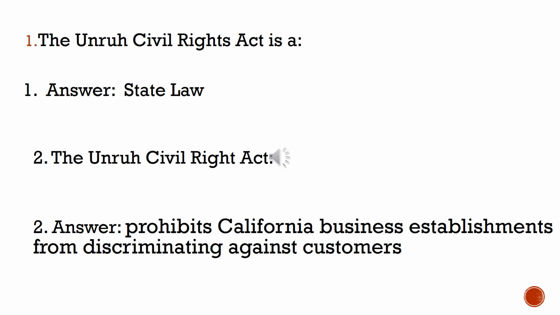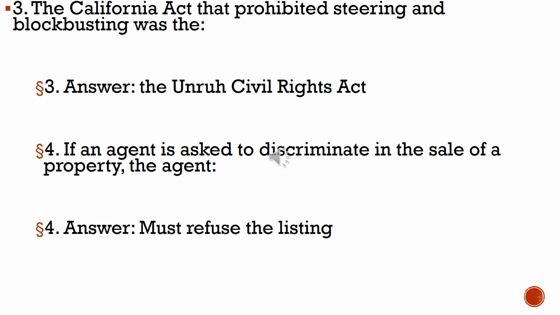Question number 1. The Unruh Civil Rights Act is a? Answer: state law. Question number 2. The Unruh Civil Rights Act? Answer: prohibits California business establishments from discriminating against customers. Question number 3. The California Act that prohibited steering and blockbusting was the? Answer: the Unruh Civil Rights Act.